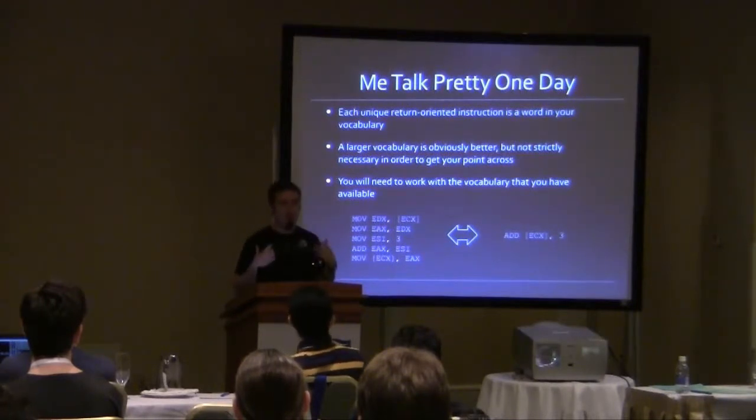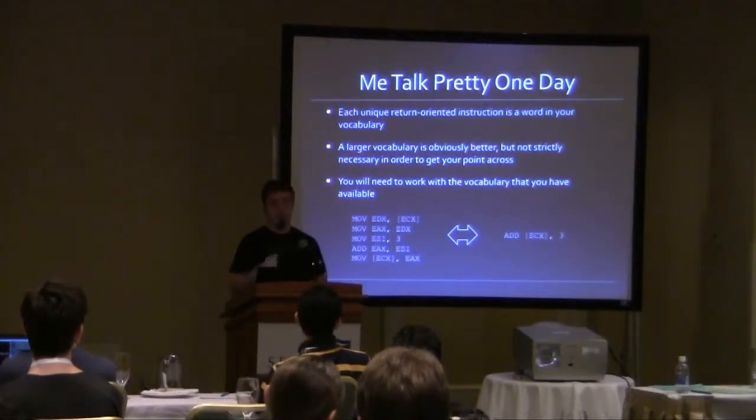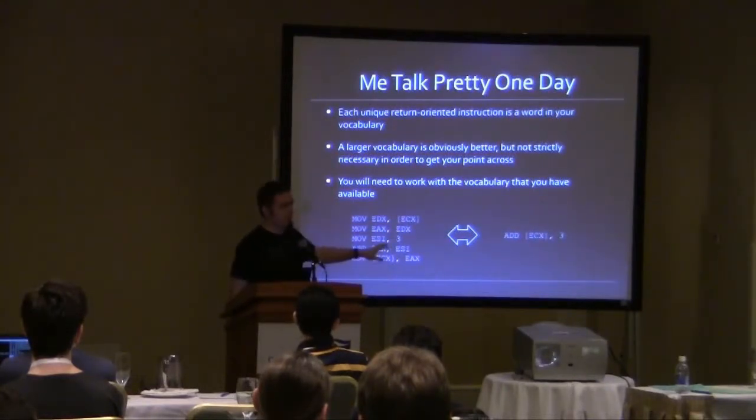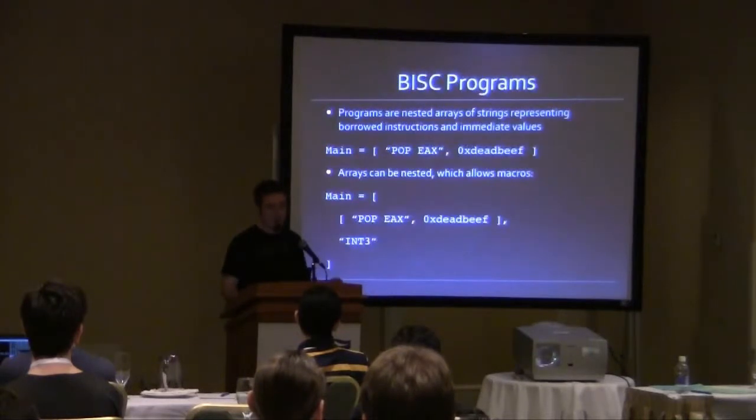And so each identified instruction is a word in your vocabulary. While having a larger vocabulary makes it easier to get your point across in a more concise and more precise way, it's not necessary to communicate. So you have to work with the vocabulary that you have to get the point across. Like on the right, it'd be nice to be able to just add 3 to the memory pointed to by ECX. But you probably won't find that instruction. So you just need to execute the 5 instructions on the left, which will perform the equivalent operation. So it does take a little problem solving and creativity.